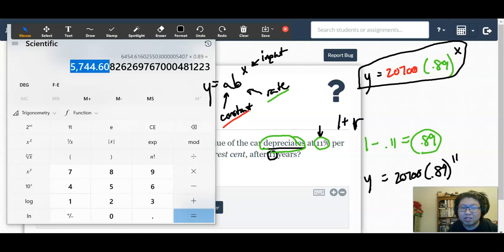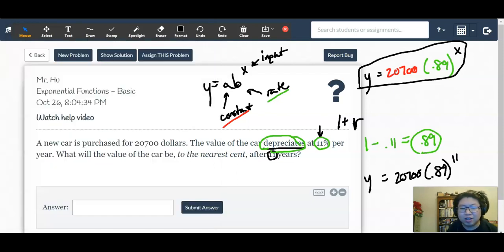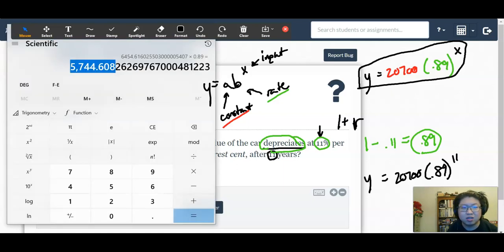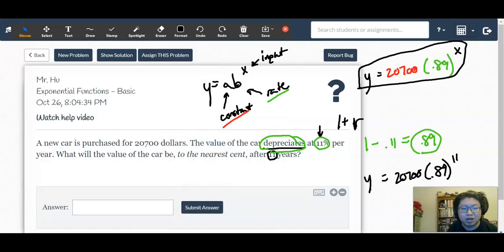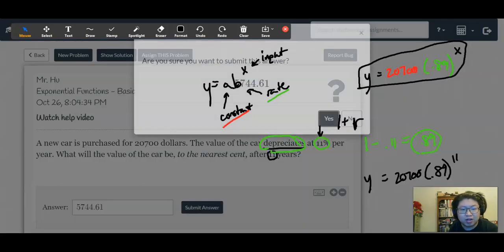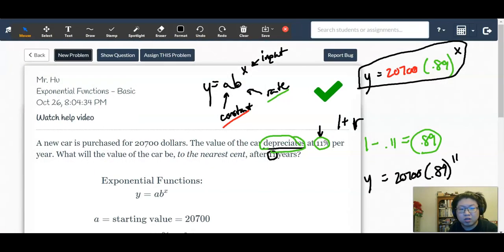To the nearest cent, I'm going to consider this 08 part. If you round up, it's going to be 5,744.61, so 61 cents there. And that's what I'm going to put in the answer box. What will the value of the car be? I kind of forgot it, so let me pull it back up. 5,744 and 61 cents. Let's submit our answer here, and we got it right.